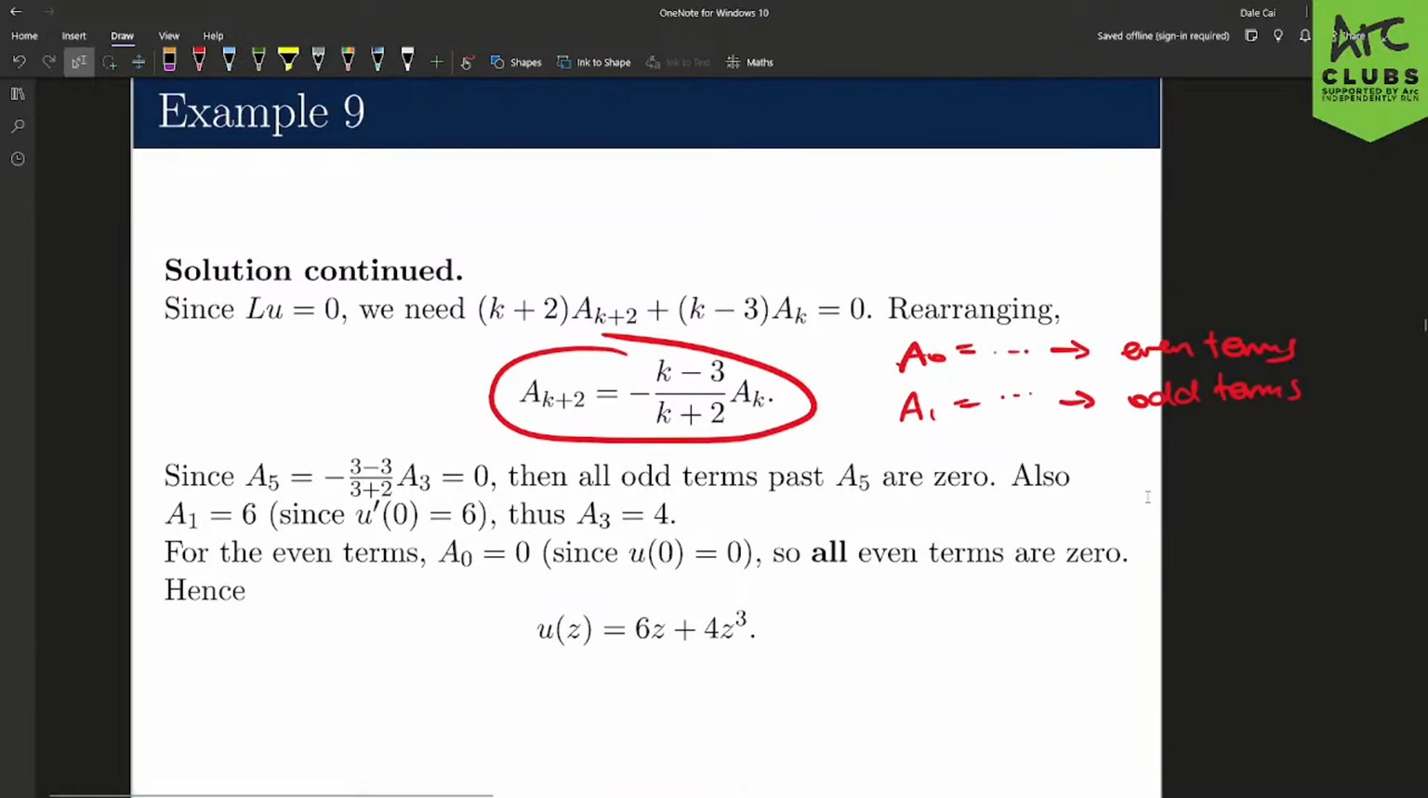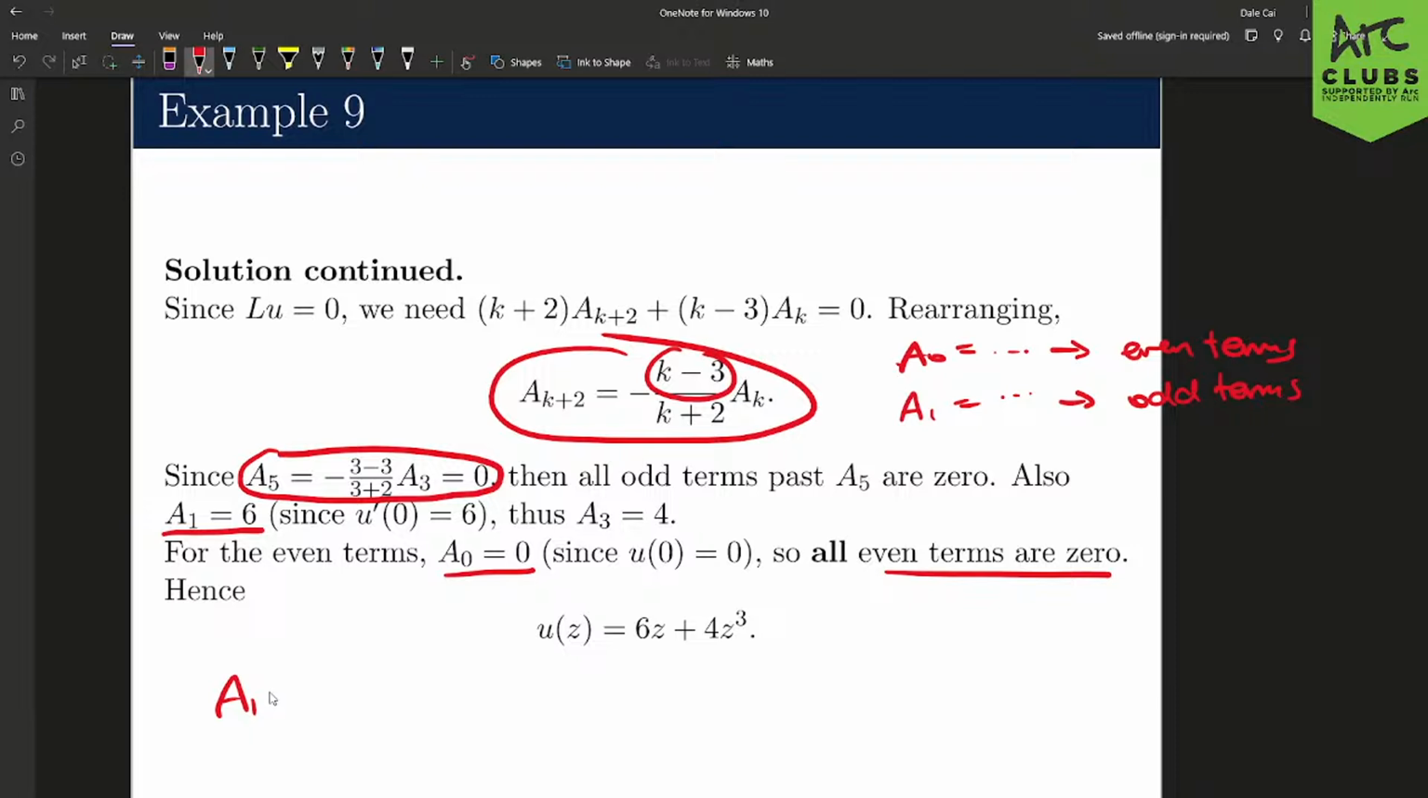So U0 was equal to 0. A0 is equal to 0, which means if you use the recursion, all of the even terms are 0. Whereas A1 is equal to 6. And then you can calculate A3. But something to notice is that when k is equal to 3, this goes to 0. Meaning that A5, if we plug in k is equal to 3, you'll get 0. And then again, using the recursion, every 2 terms after that is going to be 0.